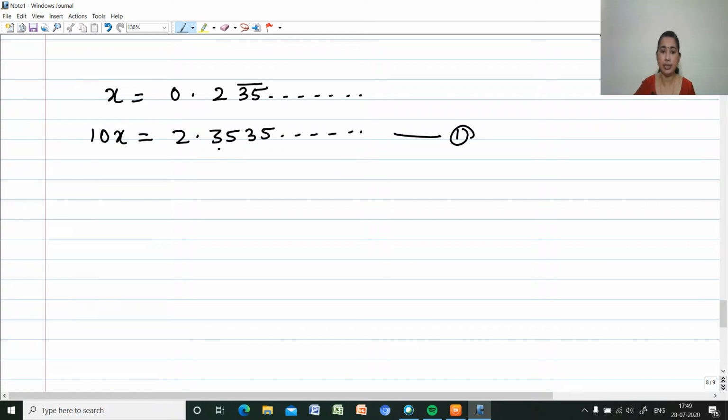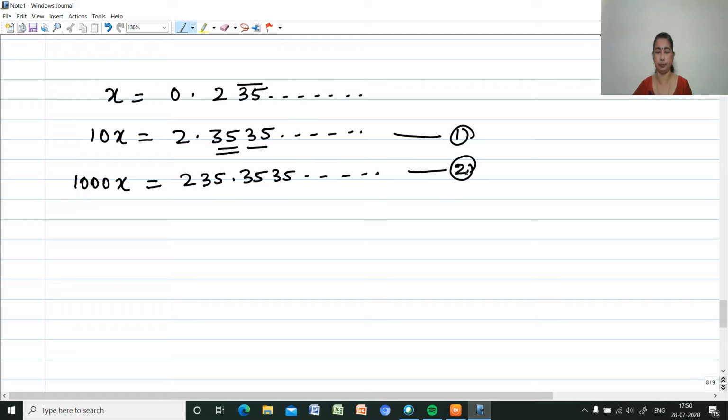Now here we can see that 3535 etc. is repeating, so 2 digits are repeating. So multiply the whole equation by 100. It becomes 1000x is equal to 235.3535 etc. This is equation number 2. Now we have to subtract both. For subtracting, we can write the first equation again here so that we won't get confused while subtracting. So write it this way itself.